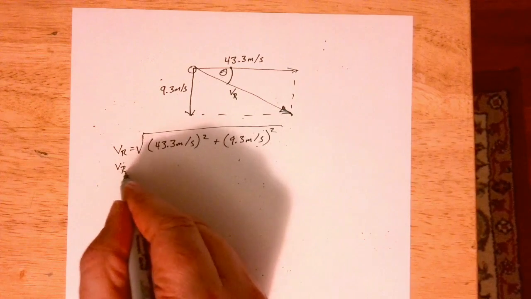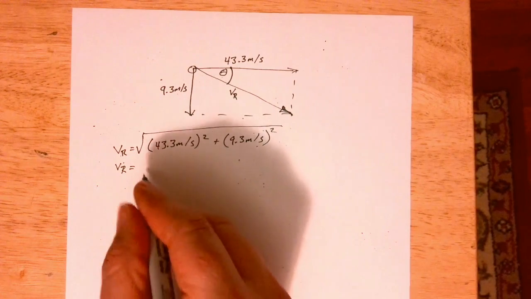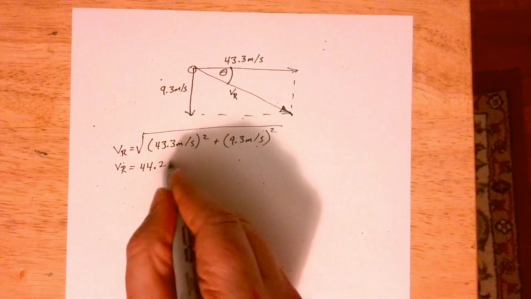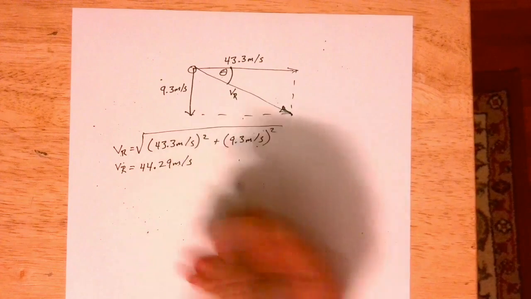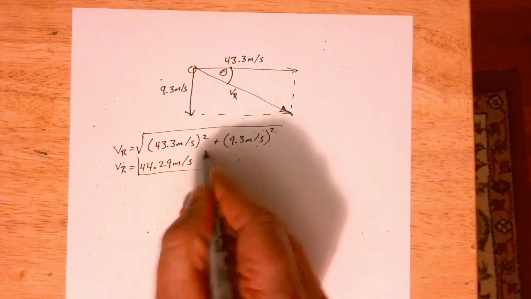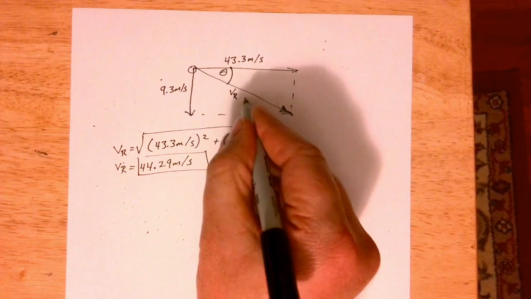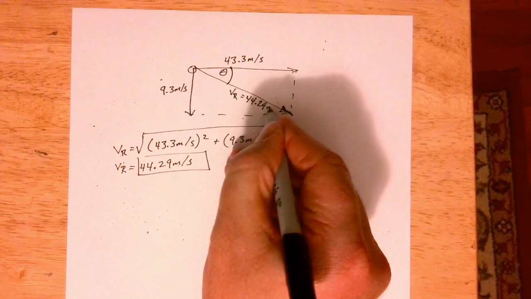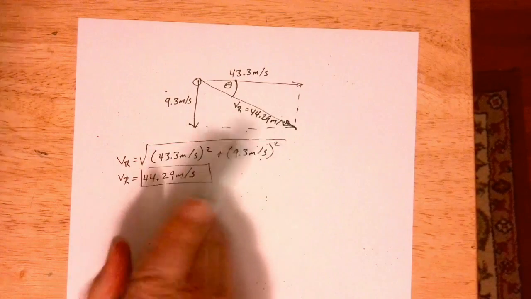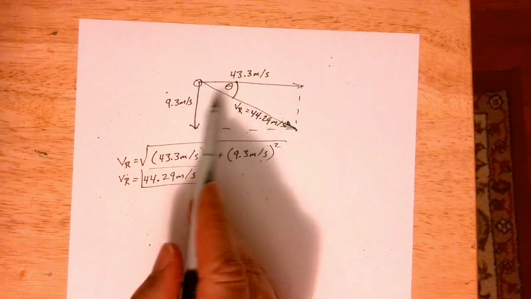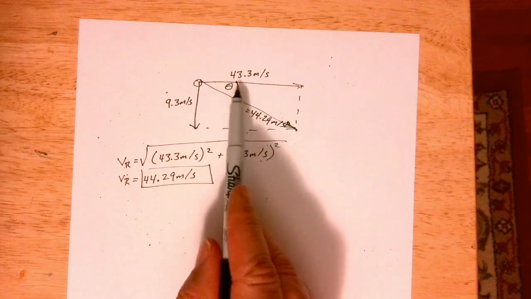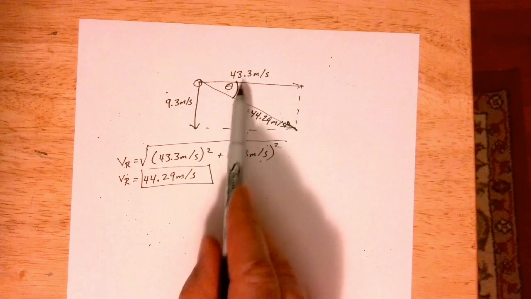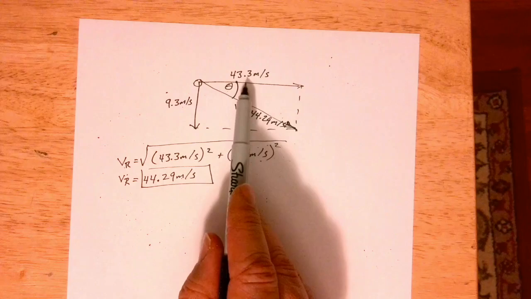And the resulting velocity is 44.29 meters per second. So that gives us the velocity it's going at that point in time. At this point in time, it is going at 44.29 meters per second. And if you look at it, this seems kind of reasonable. Again, this is not drawn to scale. This should be larger than 43.3, but it cannot be larger than the sum of these two values.